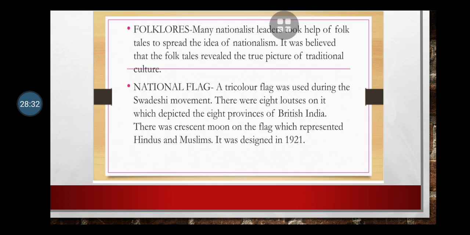Folklores were there. Many nationalist leaders took help of folk tales to spread the idea of nationalism. It was believed that the folk tales revealed the true picture of traditional culture, and many novels were also written to spread the idea of nationalism. Right? A national tricolor flag was used during the Swadeshi movement. There were 8 lotuses on it which depicted the 8 provinces of British India. There was a crescent moon on the flag which represented Hindus and Muslims. It was designed in 1921.